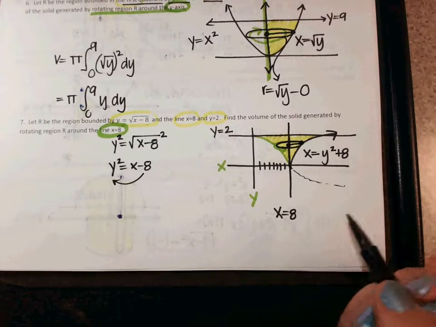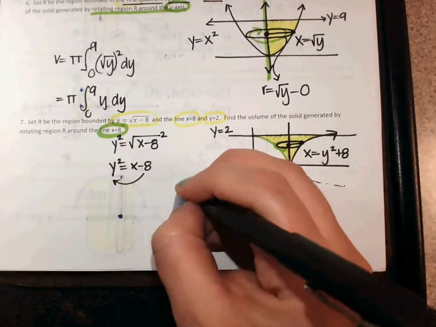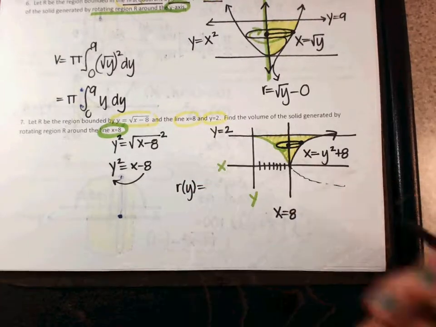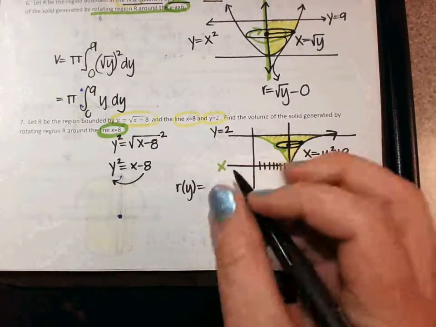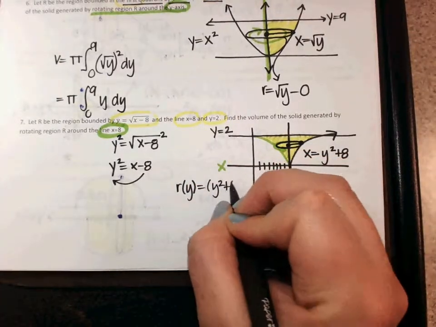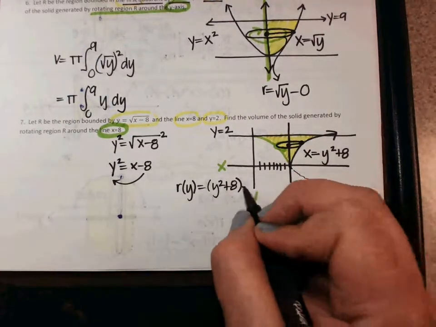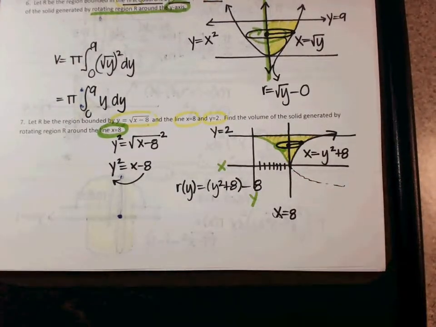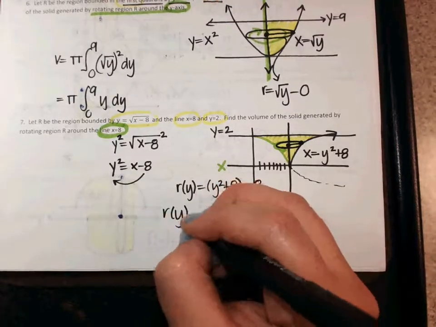Y squared. Very good. So your radius, one more time in case you got lost, is going to be the right side, which is y squared plus 8, minus the left side, which is x equals 8. And then those 8s are going to cross each other out and make your r of y only the y squared.